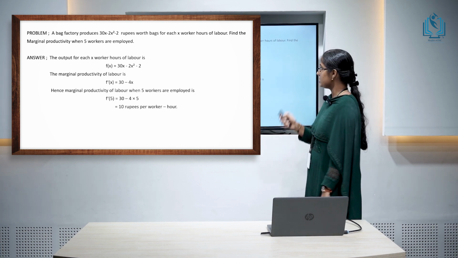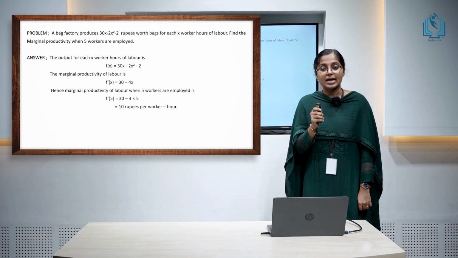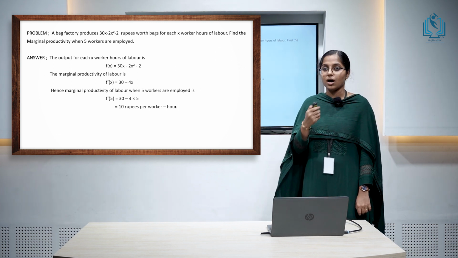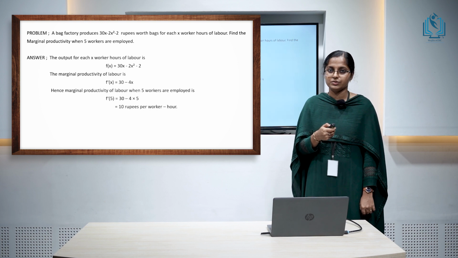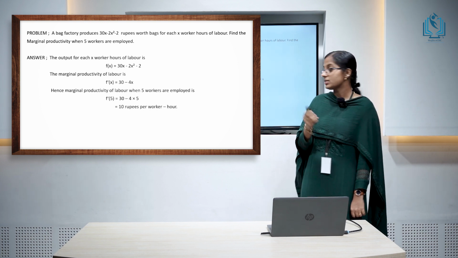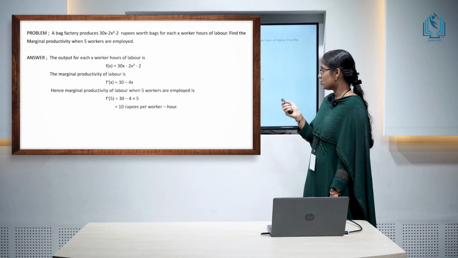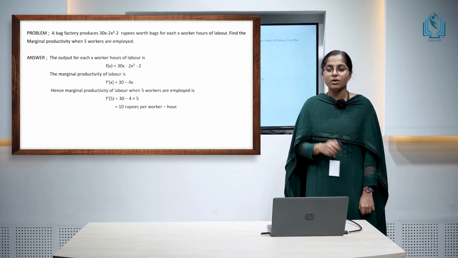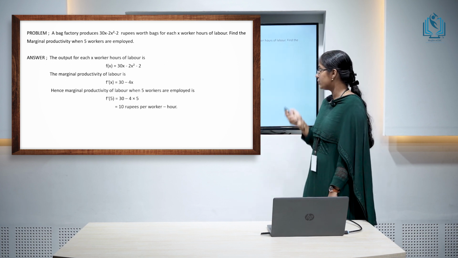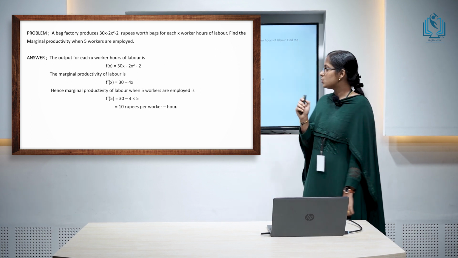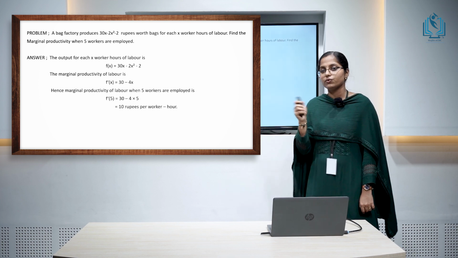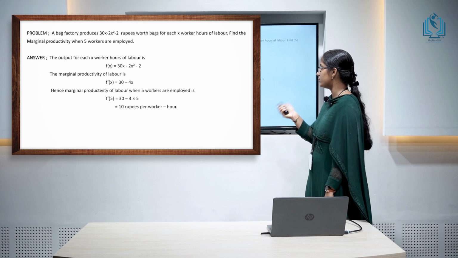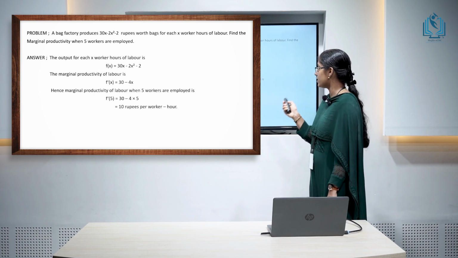So we have to find marginal productivity, that is, the instantaneous rate of change. We already know how to solve instantaneous rate of change. We find the derivative of f of x. So we have f of x is equal to 30x minus 2x square minus 2. Therefore, f dash of x is equal to 30 minus 4x. So just substitute x equal to 5 in f dash of x. That is, f dash of 5 is equal to 10 rupees per worker hour.